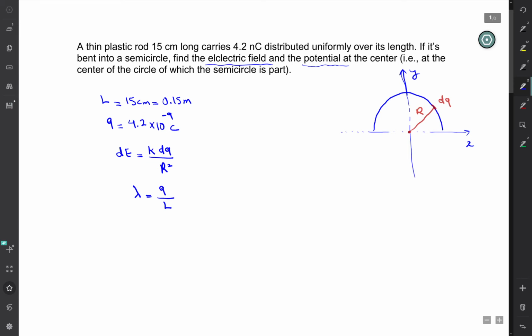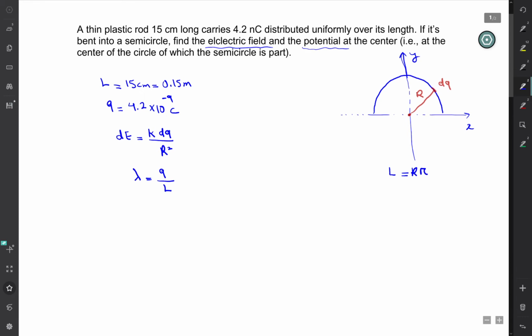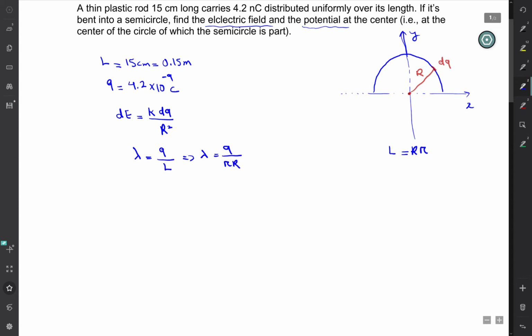If you look at it, the arc length is L. And if you want to write L in terms of R, isn't L equal to R times pi? Do you remember from advanced functions, the arc length equals the radius times the angle. The angle for the arc length here is pi. So therefore my lambda equals Q over pi times R. That's my lambda in terms of the charge and the arc length.